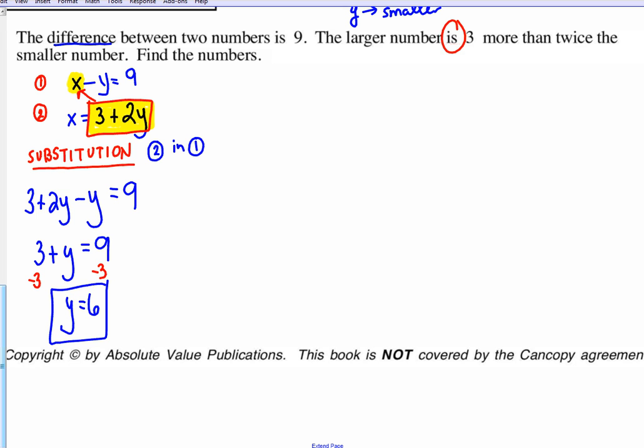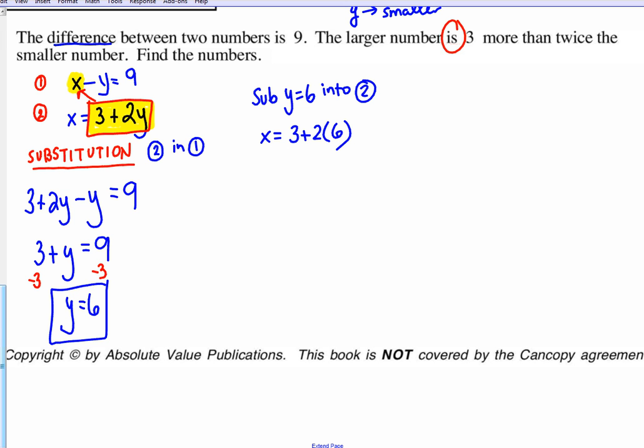Okay, what do we do after we got one of them? We don't celebrate yet. Sub y equals 6 into any equation. So 1 or 2? Equation 2 is way easier. I'm going to do 2, because it's x equals. I don't have to do any algebra. It's full on plug and play. Honestly, you can use 1.